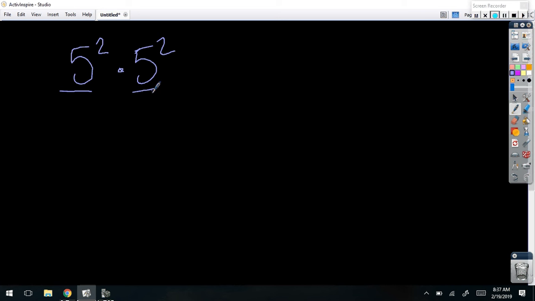Since everything's exactly the same and I'm multiplying, I can choose to do either the bases or the exponents, but not both. So I could do 25 squared or 5 to the 4th, and guess what? Both of those values are the same. Now what happens if you were dividing it? Same deal. Anything divided by itself is 1. So 5 squared over 5 squared would just be 1.